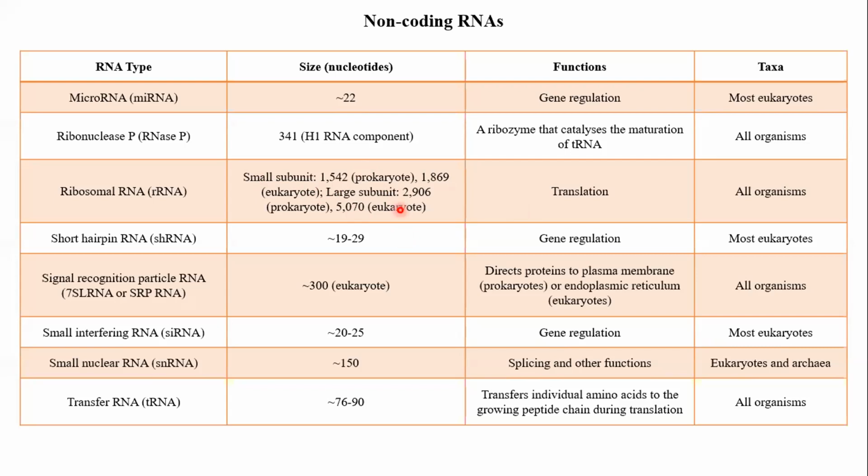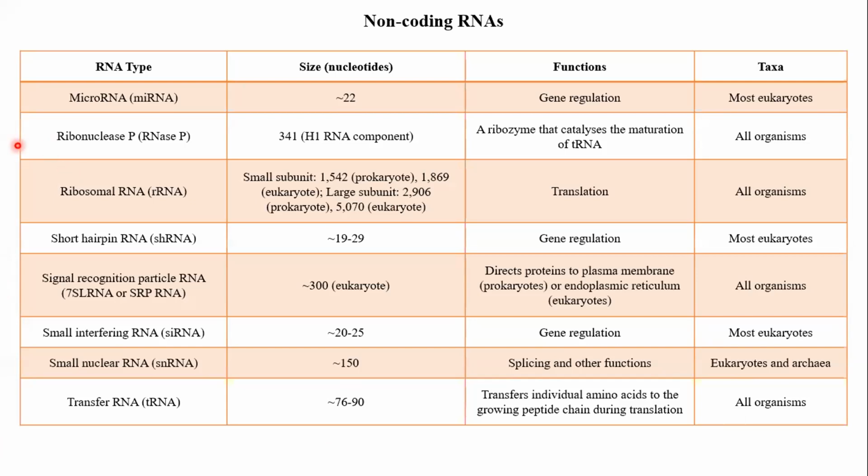And taxa, all organisms have ribosomal RNA. Next is transfer RNA. This transfer RNA size is around 76 to 90 nucleotides. What is the function? Transferring individual amino acids to the growing peptide chain during translation. And they are also present in all organisms because these are the important RNAs required for gene expression. So they will obviously be present in all organisms.